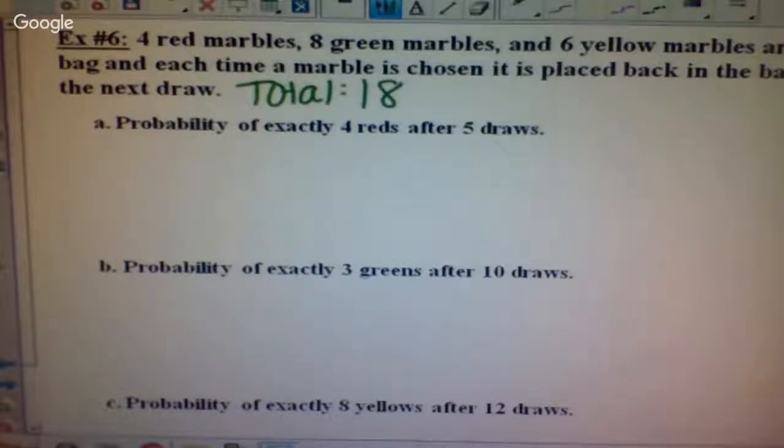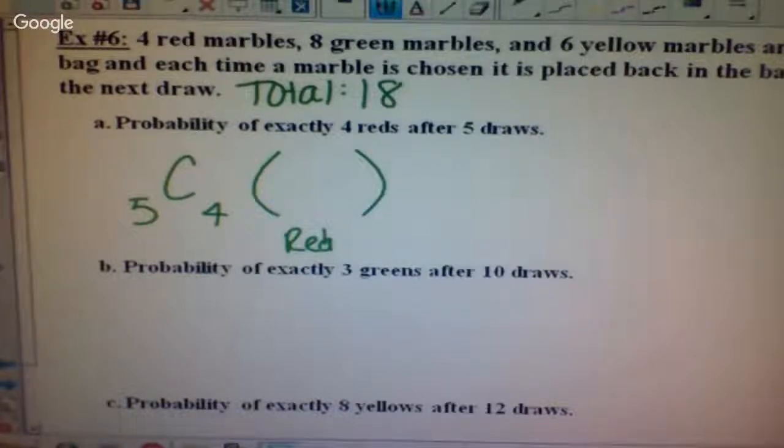Okay, so I want exactly 4 reds out of 5 draws. So 5C4. I've got a total of 5 draws, and I want exactly 4 of them. What do I want to happen? You want 4 reds out of 18. So I need red. What is the probability that I will pull a red? 4 out of 18.